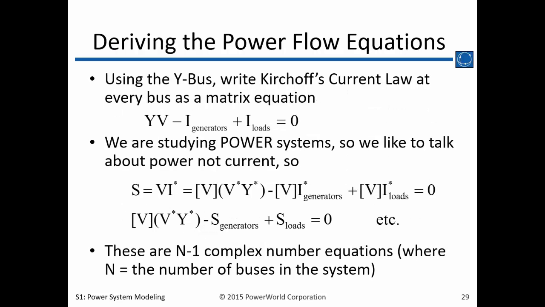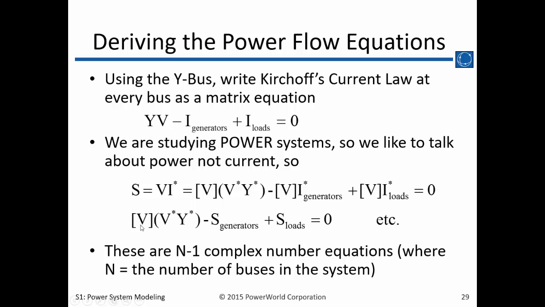So if we derive the power flow equations using the Y bus, we write Kirchhoff's current law at every bus as a matrix equation. We take the admittance matrix times the voltage vector minus the current of the generators plus the current of the loads has to equal 0. But we're studying power systems, so we like to talk about power, not current. So we convert this knowing that complex power is equal to V I conjugate. We can write the I conjugate as the V conjugate times the admittance matrix. So we have the conjugate of these two, minus the voltage times the I conjugate of the generators plus voltage times I conjugate of the loads equals 0.